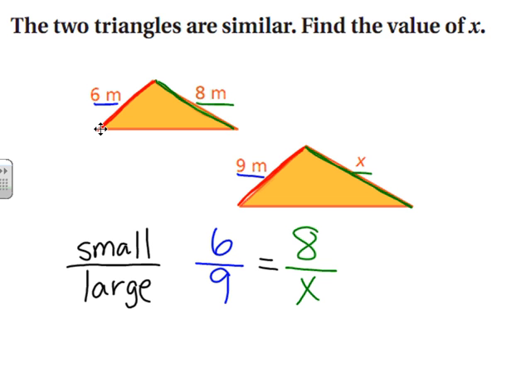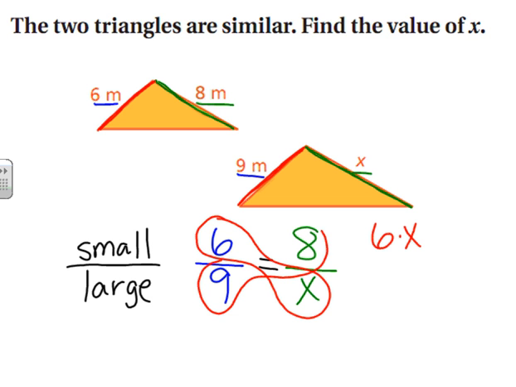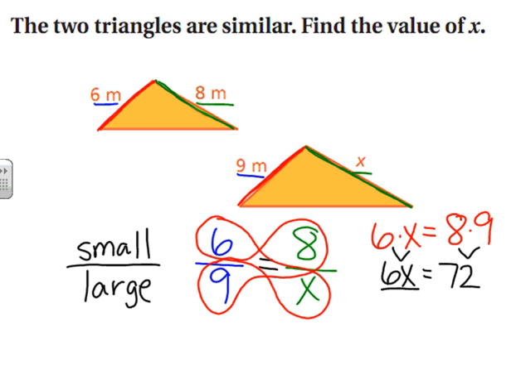Now I can use cross products to solve. So we're going to multiply 6 times x. And because these are proportional, we know that that is equal to 8 times 9. Now we can simplify each side. 6 times x is 6x. 8 times 9 is 72. And we're going to divide by 6 on each side to get the value of x.